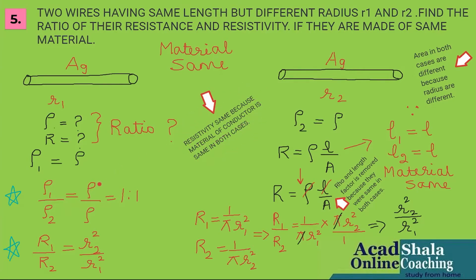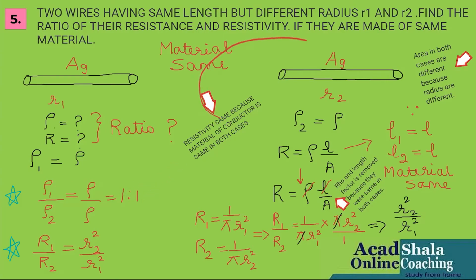So now, very simple, I have to take out the ratio of resistivity. So I will put rho 1 upon rho 2 is equal to rho upon rho. Why? Because resistivity is the same. So it will come out to be 1:1. That is the ratio of resistivity, that is 1:1. Clear children? So this we have solved, the ratio of resistivity, that is 1:1.